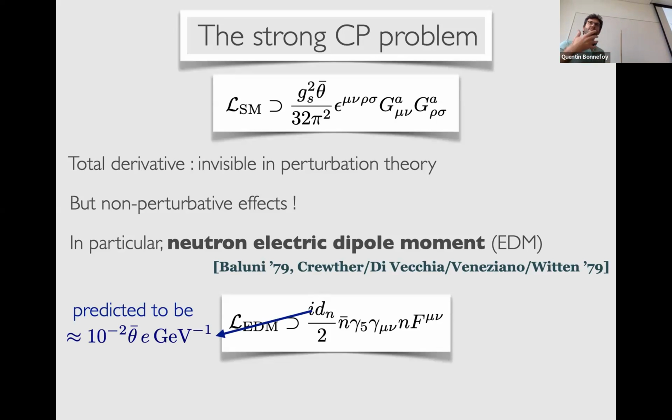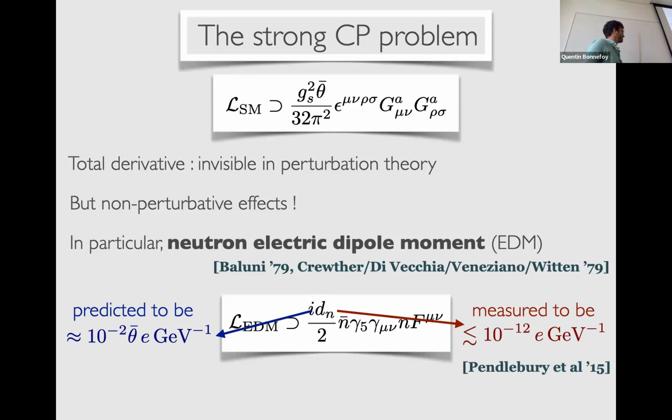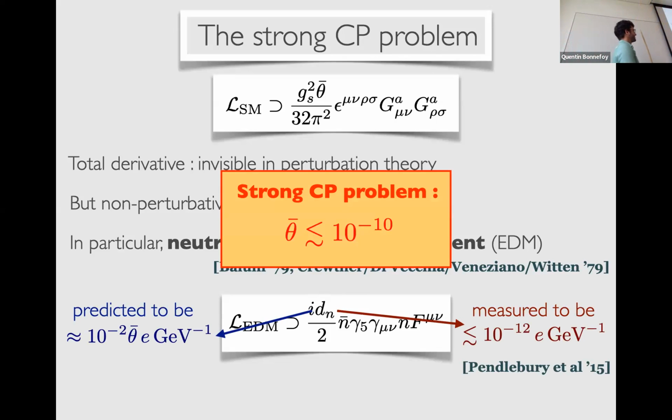For small theta angles, you get that prediction. On the other hand, the EDM has been looked for experimentally, and if you compare with the bound, which has that expression, you find that the theta angle has to be as small as 1 part in 10 to the 10. So it's not just small, it's extremely small. And in the Standard Model, as we said, we have no reason to expect that this is the case, in particular because we've already seen CP-odd effects in the Standard Model, which are nowhere near that small. Okay, so that's the strong CP problem.